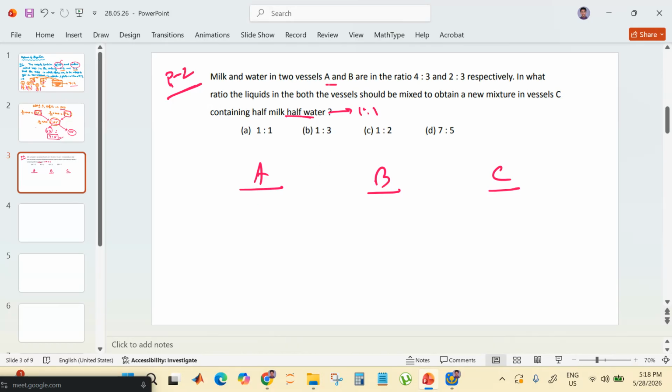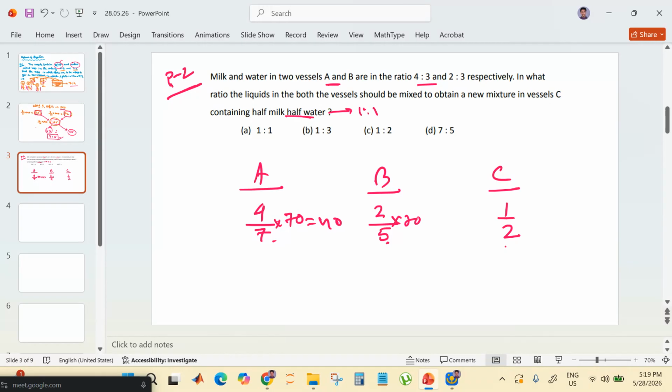So vessel A contains 4 is to 3 ratio milk and water. So 4 part is milk, 3 part is water. So 4 by 7 will be the milk part, and here also it is 2 by 5, and it is 1 by 2. Why 1 by 2? Because 1 is to 1 is the ratio of the milk and water, so it will be 1 by 2. So 7, 5 and 2. What is the LCM of 7, 5 and 2? It is 70. So if I multiply with 70, then it remains 40 here.